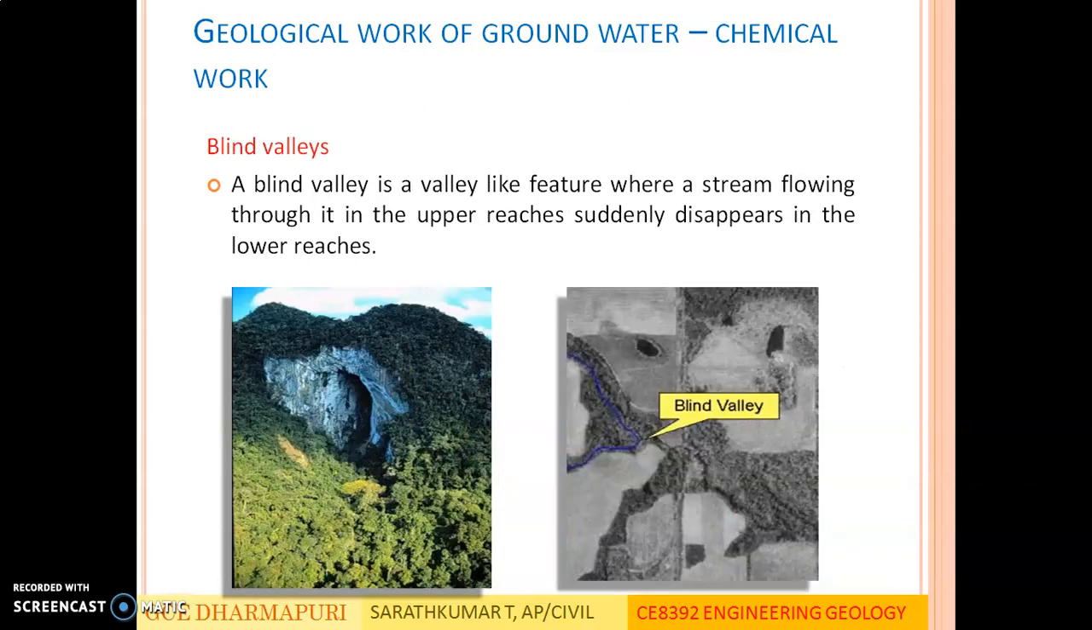Blind valleys. This is similar to what we have seen in the geological work of river water, where valleys are formed on the surface of the earth, whereas with groundwater it is formed below the surface of the earth. A blind valley is a valley-like feature where a stream flowing through it in the upper reaches suddenly disappears in the lower reaches.